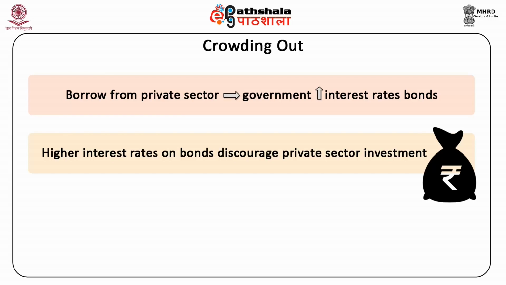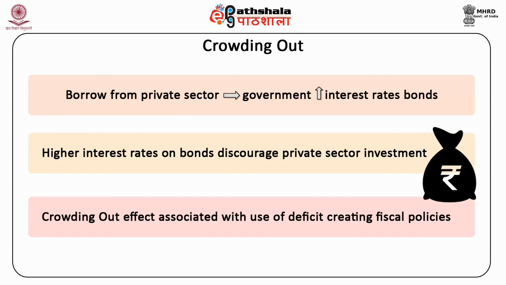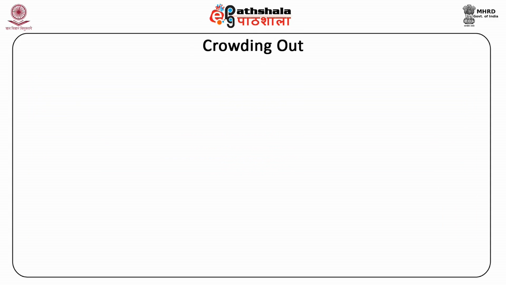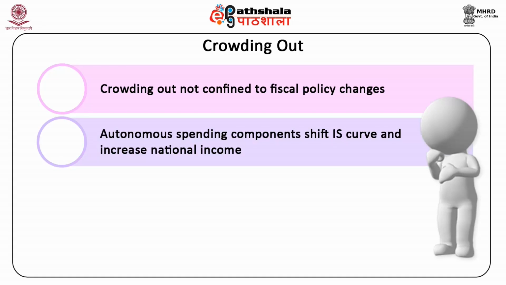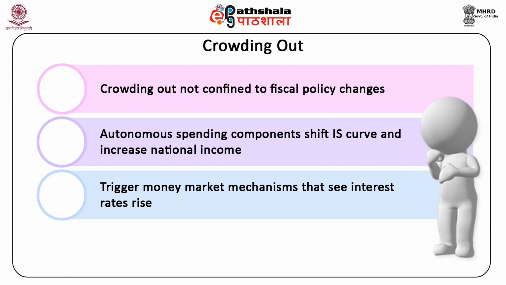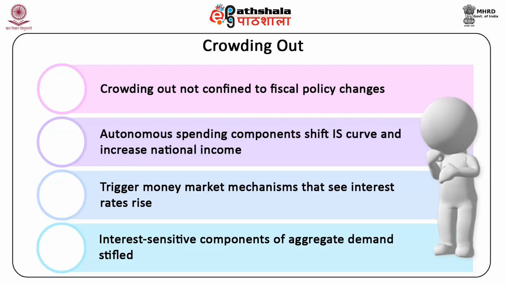In this case, crowding out effect is said to be associated with the use of deficit creating fiscal policies. It should be noted that crowding out is not confined exclusively to the fiscal policy changes. Any of the autonomous spending components which can shift the IS curve and increase national income trigger the money market mechanisms that see interest rate rise and interest sensitive components of aggregate demand stifled.